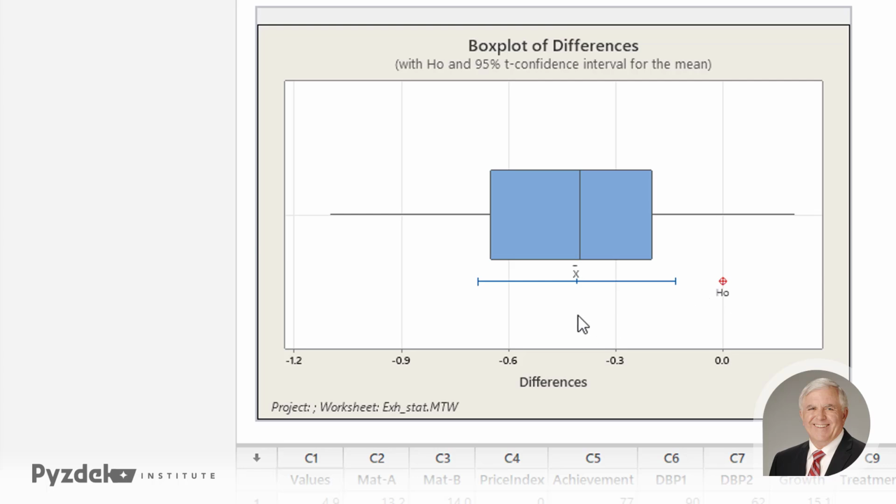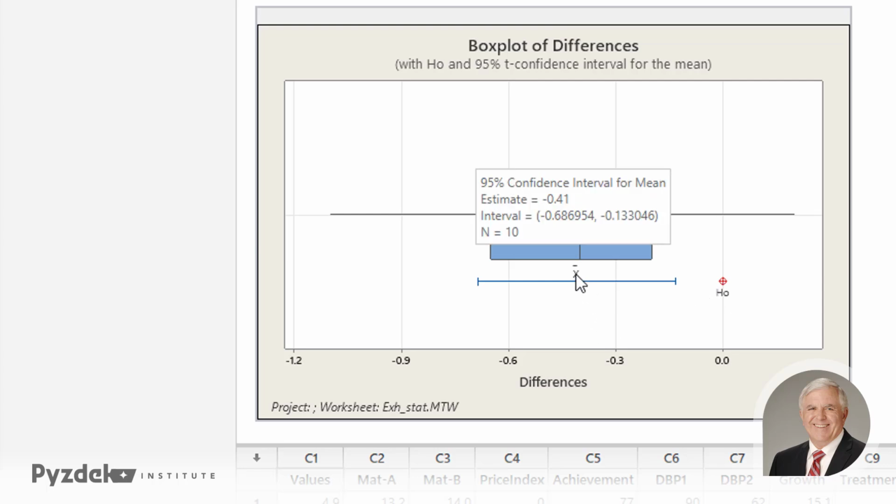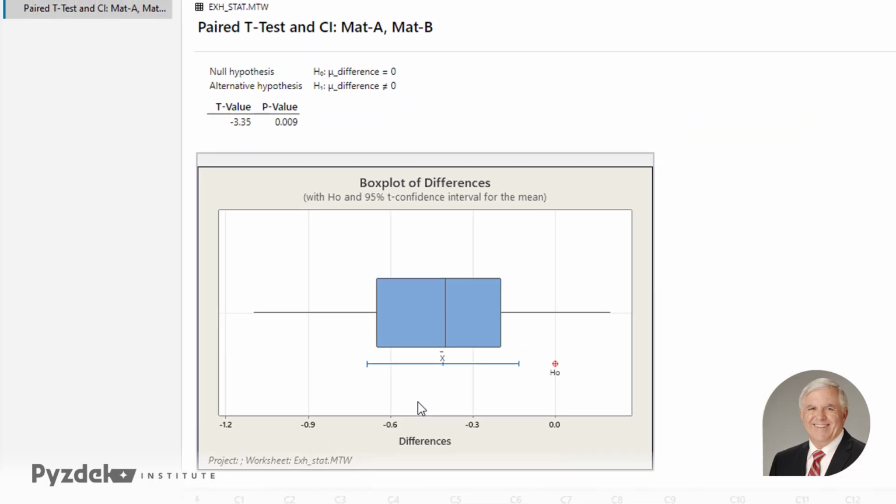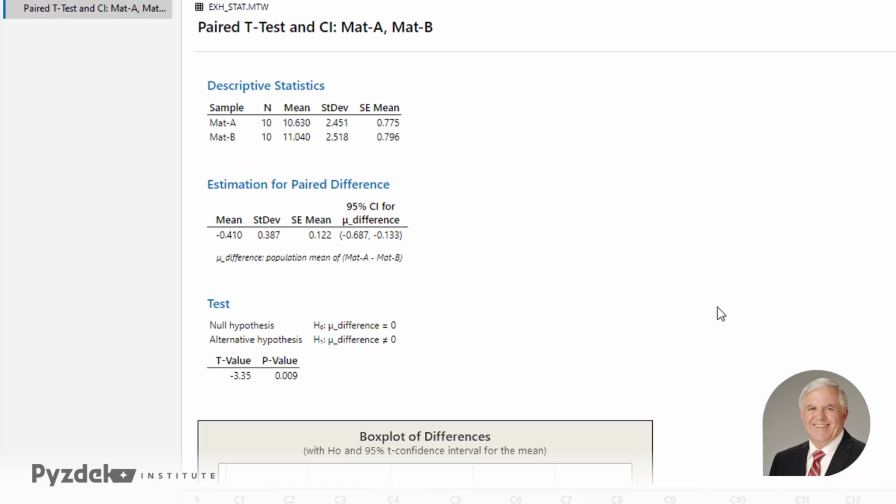And you can see that the confidence interval for the mean difference does not include that value. So the probability is that these two materials do produce different results. And this shows that to us. You can also do a numerical analysis.